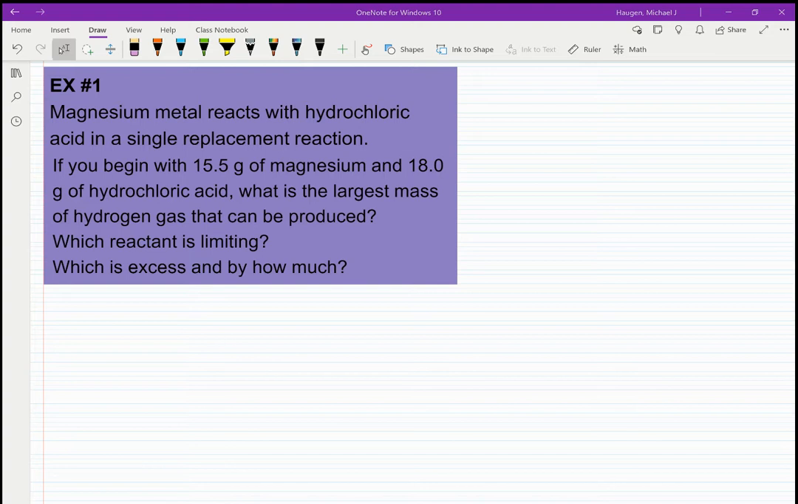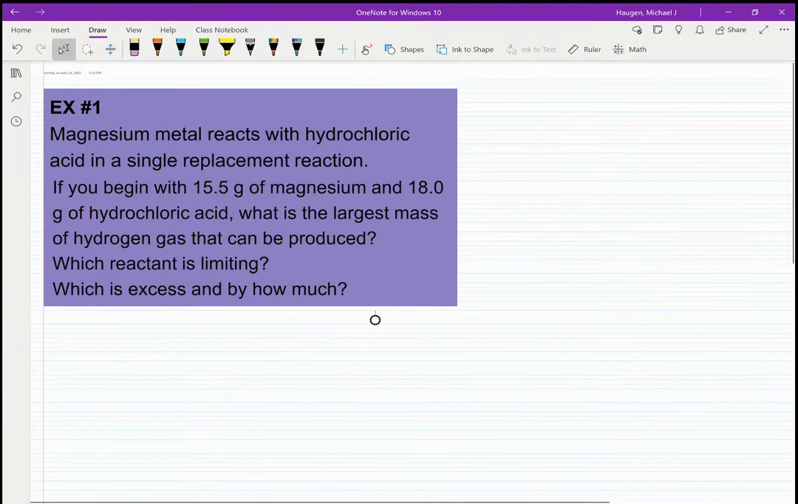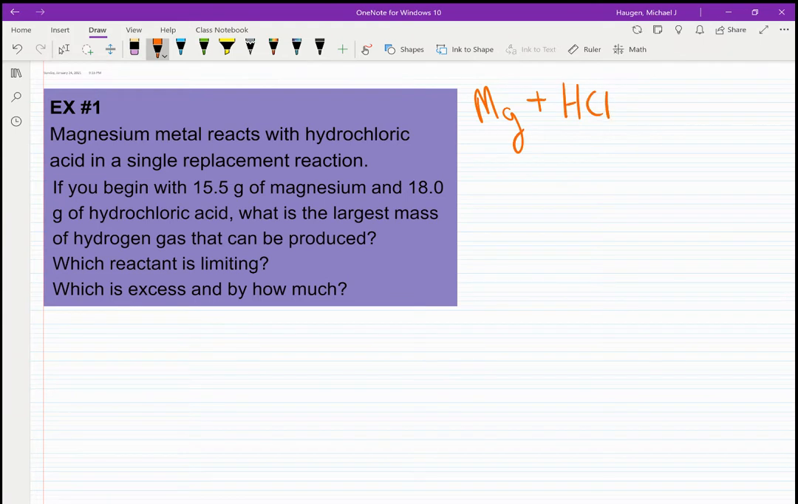So this is a limiting and excess reactant problem, also called limiting reagents. Reagent is just another word for reactant. And in this reaction, we're taking magnesium metal and reacting it with hydrochloric acid. And in this process, we get hydrogen gas and we get magnesium chloride.